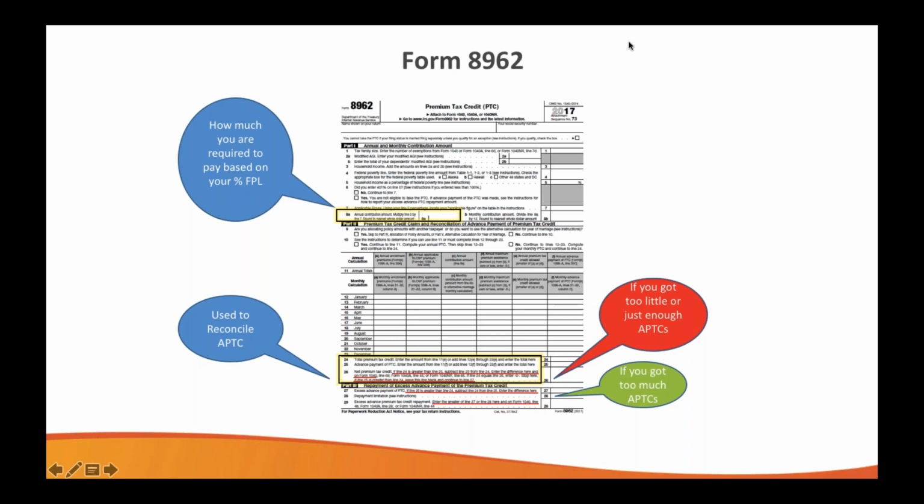If you got too little or just enough APTCs, then it would be down, and I believe it's box 26, and 28 is if you got too much APTCs. So again, that goes off to the IRS with their tax return, and that should be either prepared by the individual or whoever's doing their taxes.